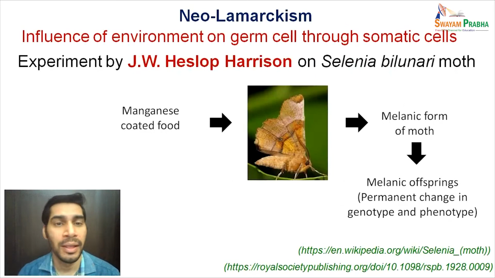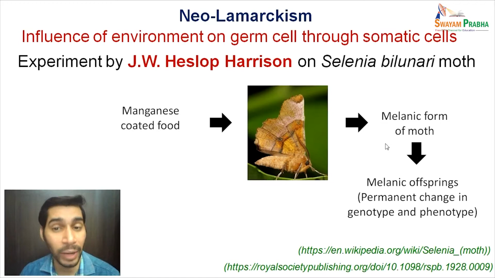Another set of experiments, done by Heslop Harrison, was to prove that the environment influences germ cells through somatic cells as well. For his experiment, he used the moth called Selenia bilunaria. He fed these moths on manganese-coated food. What he found is that the moth became melanic, that means pigmentation was there on the moth. So the somatic cells got modified, got altered, they acquired a character.